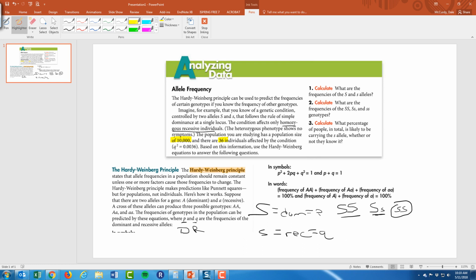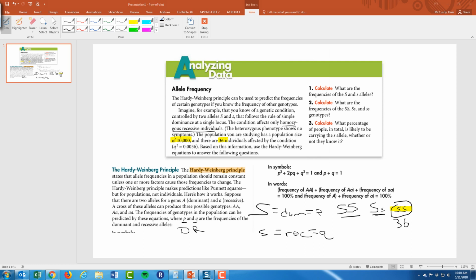All right, so we know that we have 36 individuals out of 10,000 that have the condition. So which one of these genotypes are those 36? I'm doing my Dora pause. All right, so you know that the condition is only exhibited if they're homozygous recessive. So that would be little s, little s. So we know that 36 of these organisms have the little s, little s.